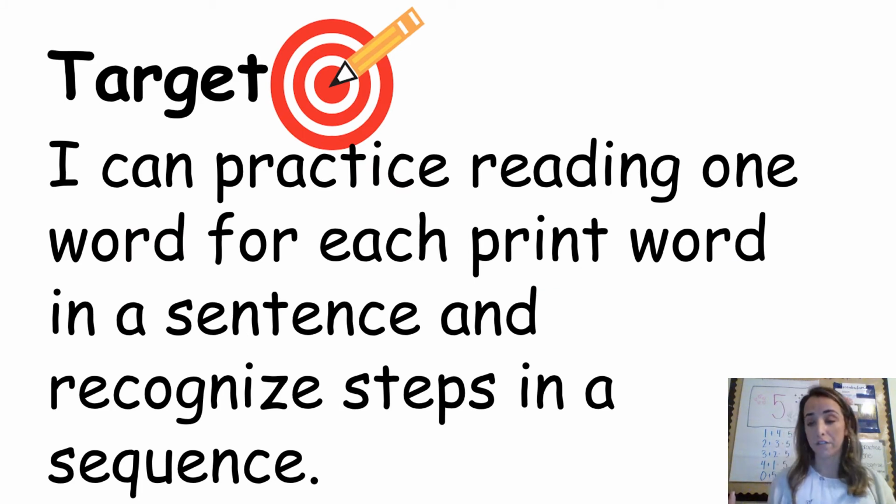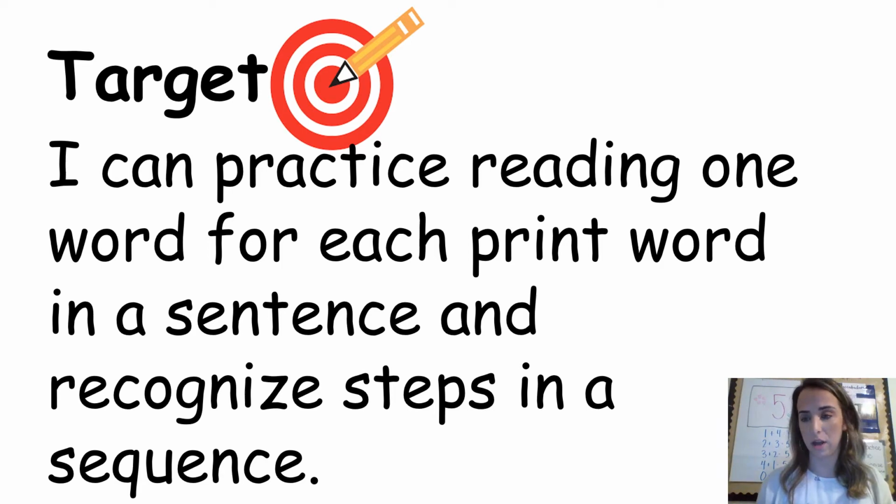This is our target for today, so I can practice reading one word for each print word in a sentence and recognize steps in a sequence. Okay, so we're going to use our big book, Planting Seeds, to think about how we read a sentence word for word and how we can recognize steps in a sequence. Steps in a sequence isn't always first, second, third. It isn't always 1, 2, 3, A, B, C. Sometimes it doesn't even tell you. So we're going to think about that, okay?